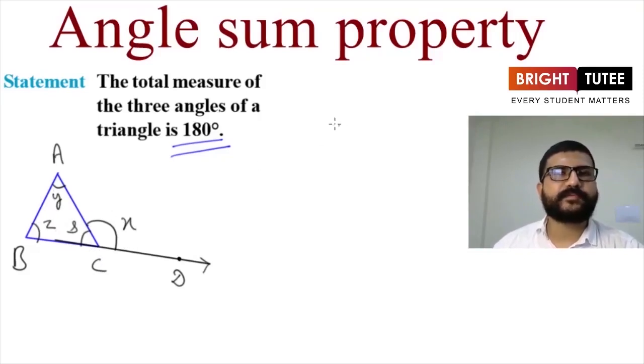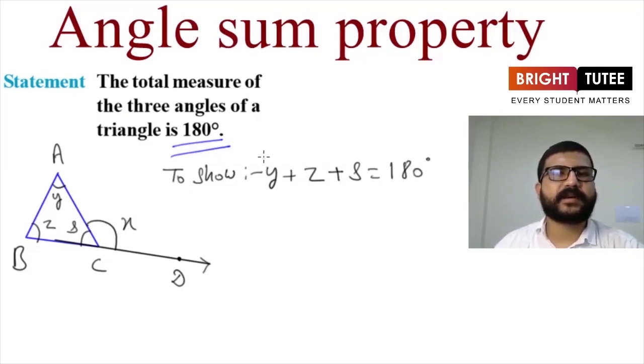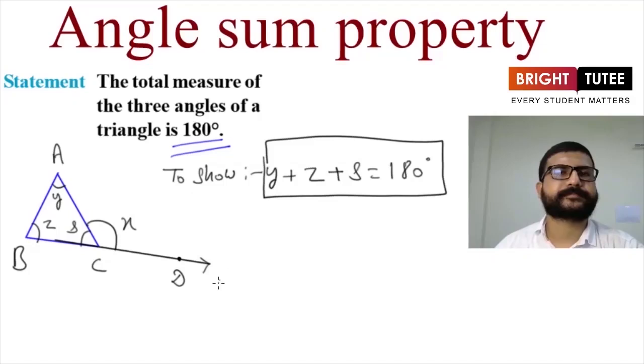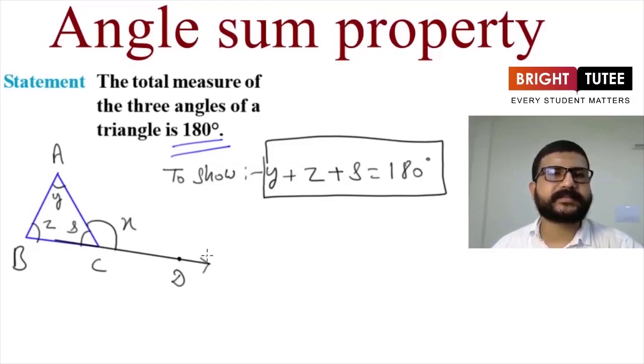So here what we have to show? We have to show that Y plus Z plus S is equal to 180 degrees. This is what we have to show here in this theorem. Now how we can show this? What do you think about X and S? What kind of angles they are forming? Are they forming a linear pair?